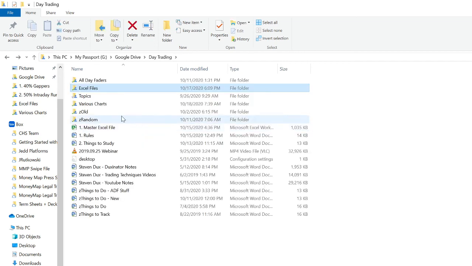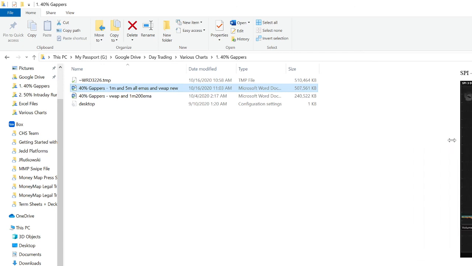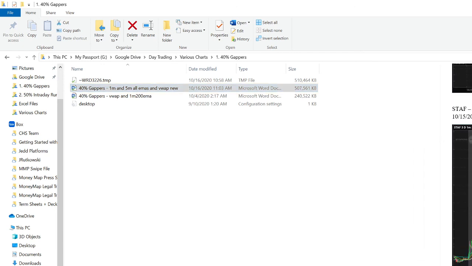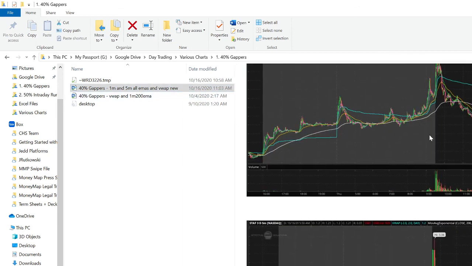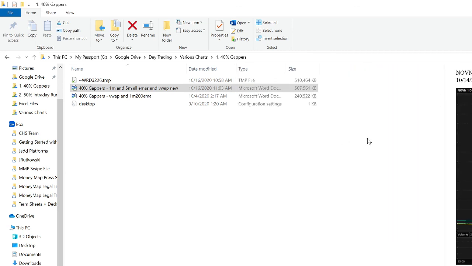Plenty of plays to go back through, and what I recommend is taking screenshots of all the chart files. Actually, you can't see that apparently. Take screenshots of all these files, and that way you have a master file document that you can reference at any time.